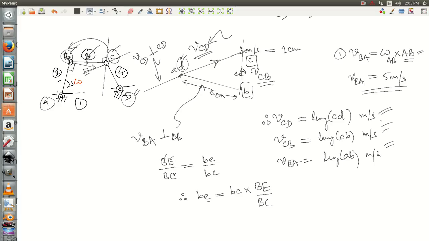Hence the absolute velocity of point E is obtained from the fixed point, which is A. This will be the velocity of E with respect to D, which is an absolute velocity.